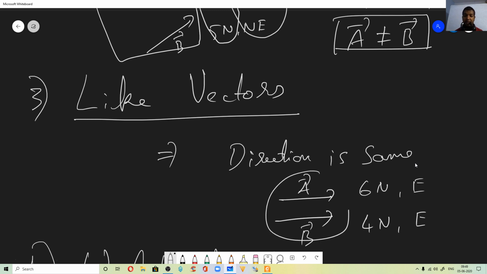Now A and B have different magnitudes, correct? Agree, no problem, but they have the same direction. If they have the same direction, we'll call them like vectors. If the magnitude also becomes the same, then you can call them equal vectors, that's all.